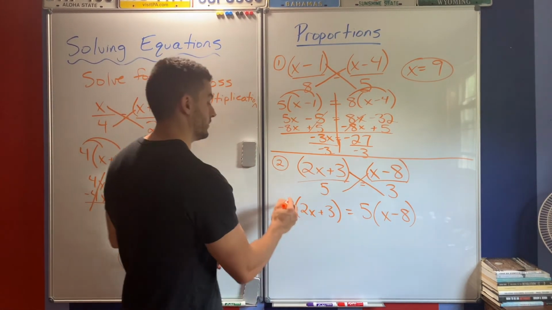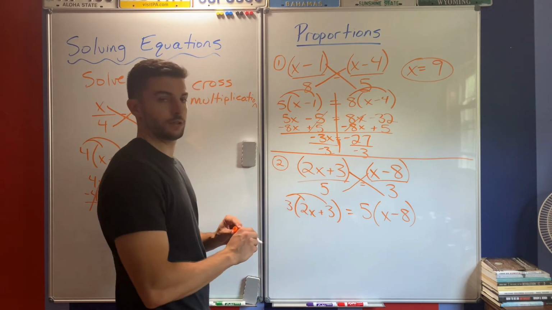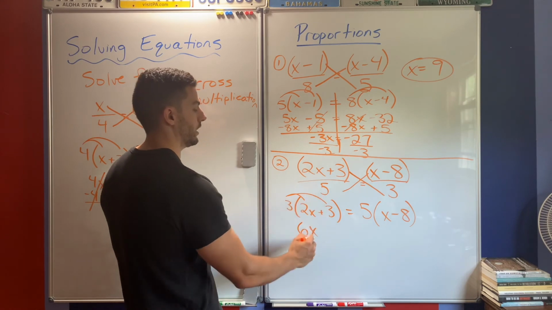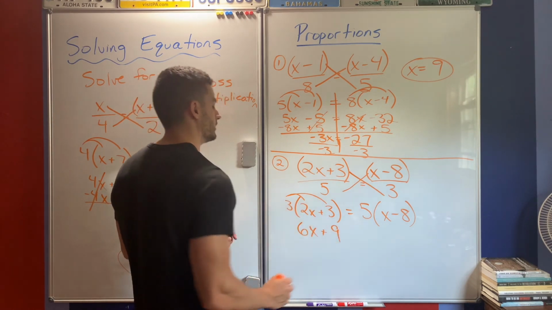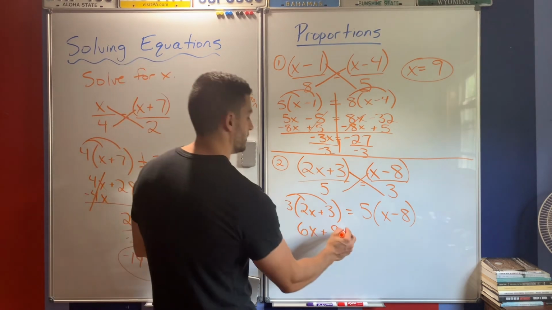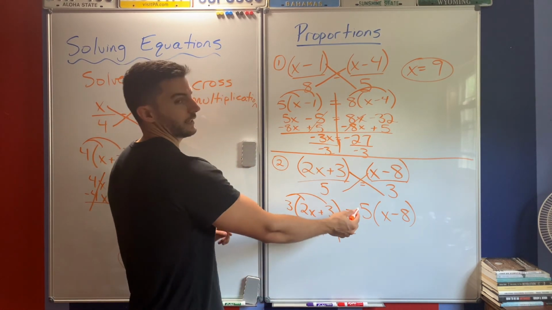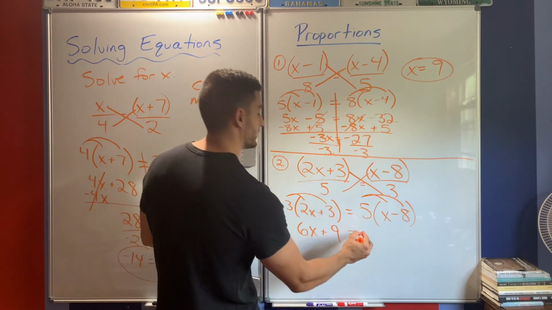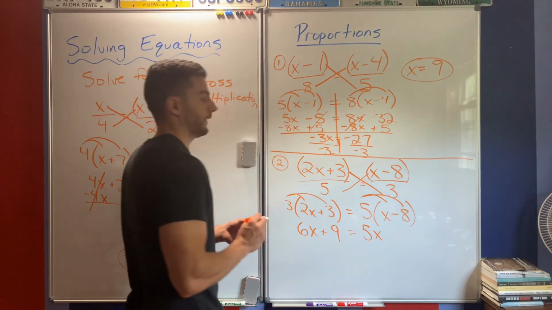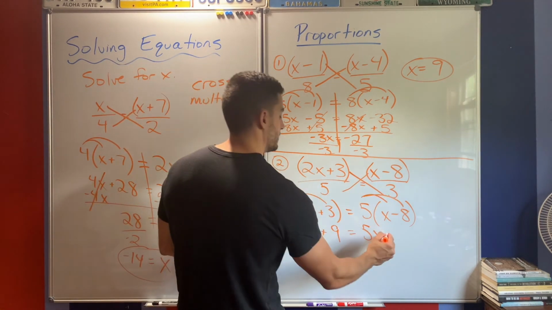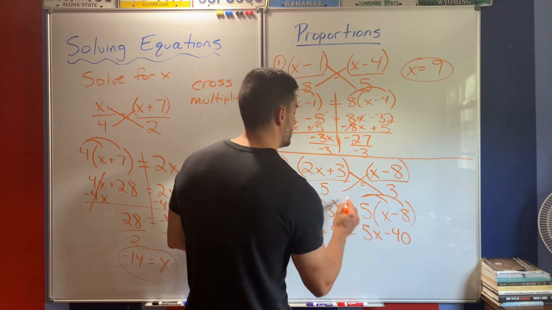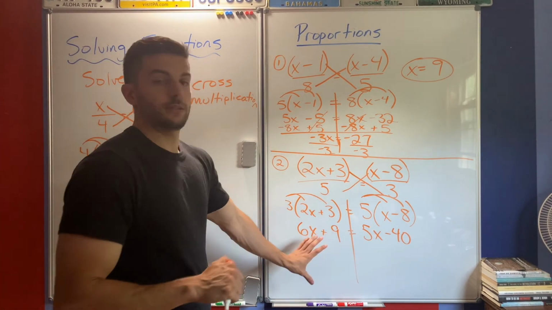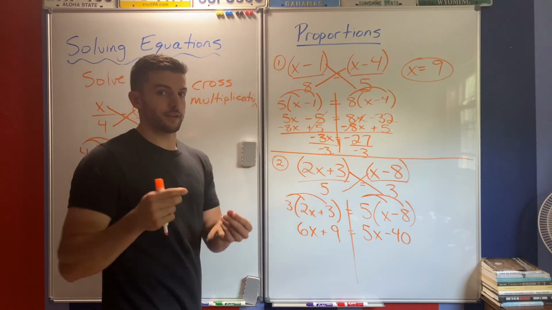I distribute first, okay? So I distribute 3 times 2x is 6x. 3 times the positive 3 is positive 9. So on the left there, I get 6x plus 9 equals, and then I distribute 5 times both terms in this group. So 5 times the x gives me 5x, and then 5 times the negative 8 gives me negative 40.